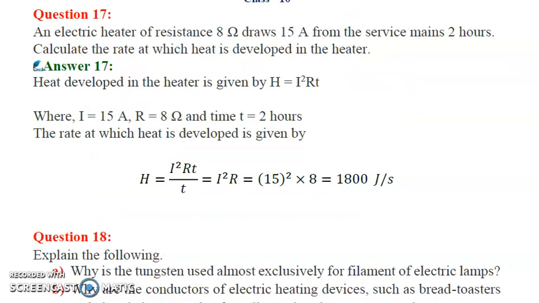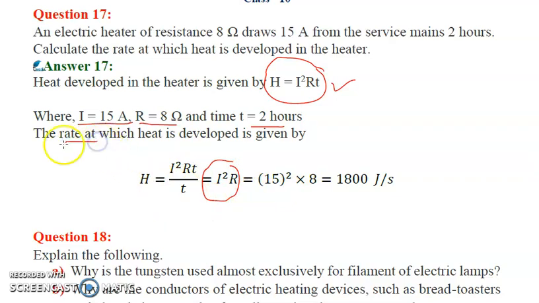Question number 17. An electric heater of resistance 8 ohm draws 15 ampere from the service mains for 2 hours. Calculate the rate at which the heat is developed in the heater. Okay. So heat developed in the heater is given by H is equal to I square into R into T. I is 15 ampere, resistance is 8 ohm and time is 2 hours. So from here we will simply calculate heat as I square RT divided by T. So it will be I square into R.